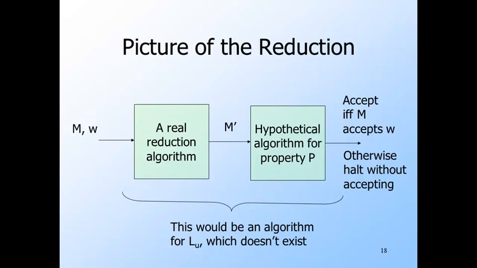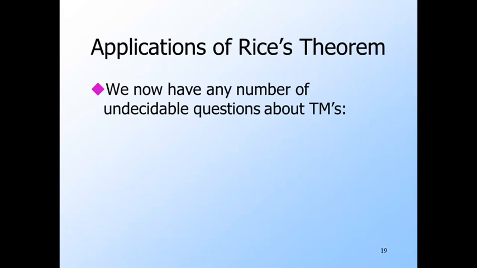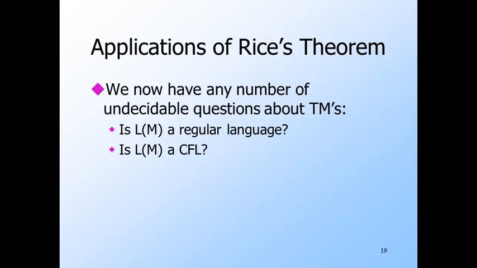Thus, the assumption must be responsible for the false conclusion, and we can conclude instead that there is no algorithm for property P. Thanks to Rice's theorem, we suddenly have an infinite collection of undecidable problems about the languages defined by Turing machines. Here is just a tiny sample of the questions that are undecidable about Turing machines M. Is M's language regular? Or is it context-free? Does this language include at least one string that is a palindrome, that is, a string that is the same as its reversal?